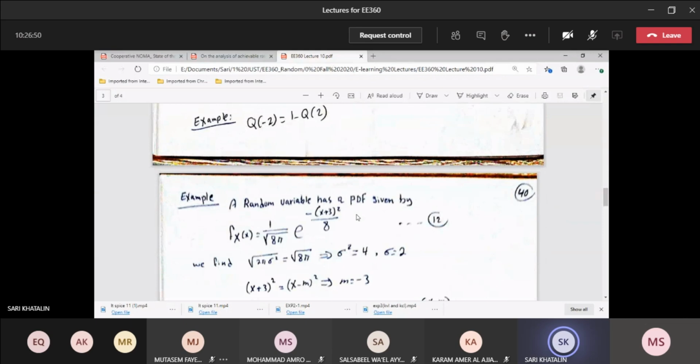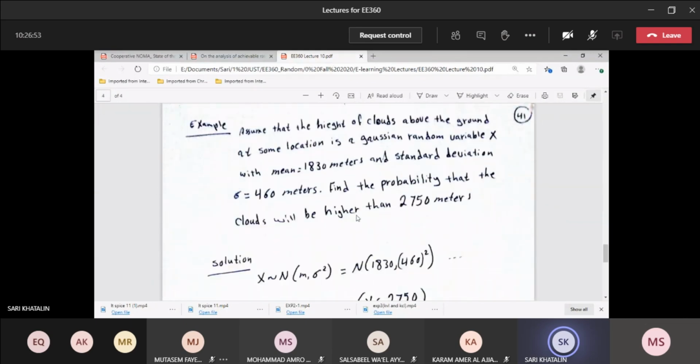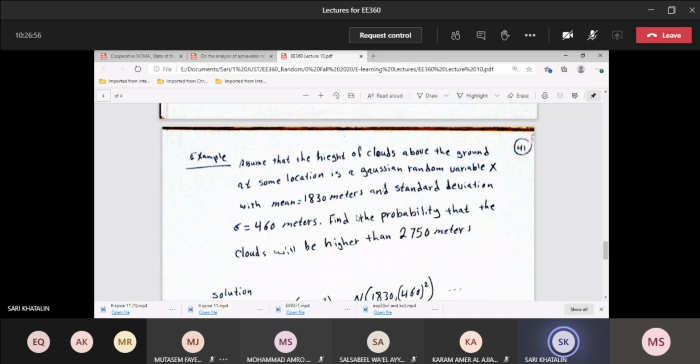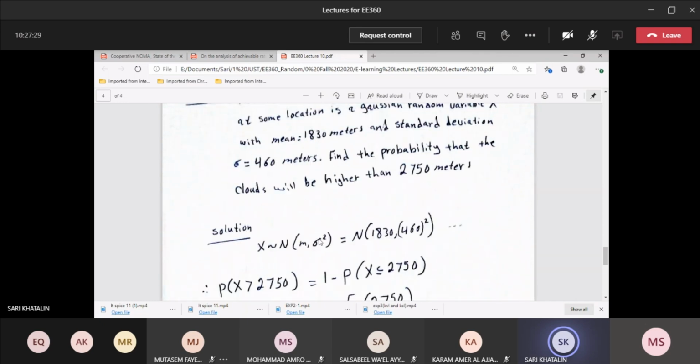And let's go to page 41, where we have yet another example. Let's read it for you. It's in front of you on the screen. It says, assume that the height of clouds above the ground at some location is a Gaussian random variable x, with mean 1830 meters and standard deviation sigma equal to 460 meters. Find the probability that the clouds will be higher than 2,750 meters.